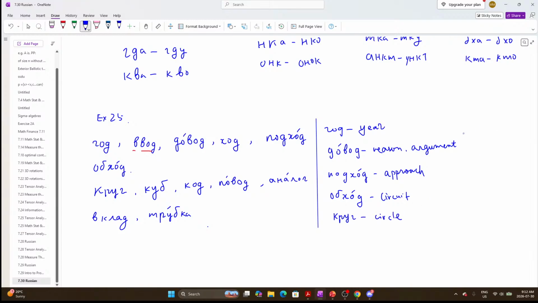Okay? Kub is just cube. Easy. Код is code. Computer code, probably. Аналог. Oh, sorry, not analog, but аналог. In English, the first syllable is stressed: analog. In Russian, it is analog.